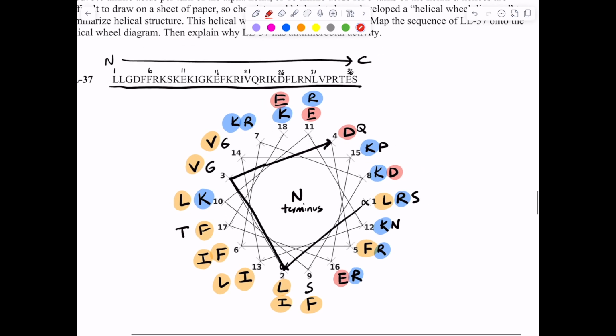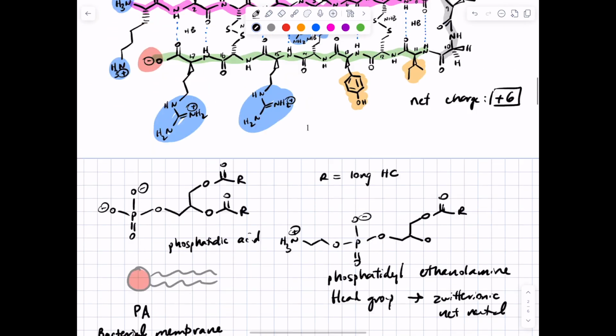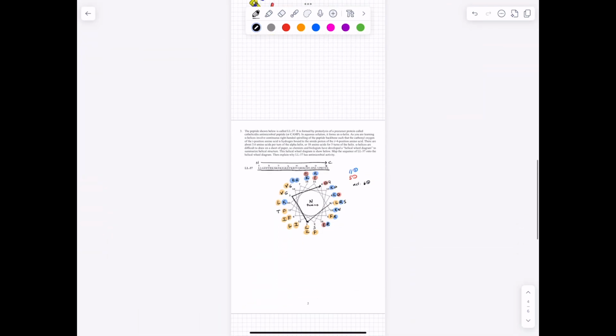Let's do overall charge on this molecule. I'm counting 1, 2, 3, 4, 5, 6, 7, 8, 9, 10, 11 pluses. You guys check me on that. And then 1, 2, 3, 4, 5 minuses. So net charge 6 plus. That's actually kind of like that antimicrobial beta hairpin we just did. Also net charge 6 plus.